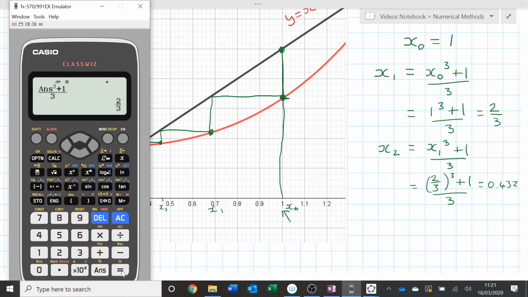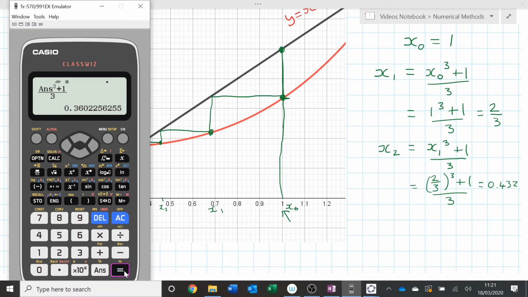I do. Now, if I just click the equals button again, it should take the answer, which is 2/3, put it back in, and get the next one out. So I should get 0.432. Well, I get the fraction, which is 0.432. That's my x2 value. So I can now just press equals again, and I'm going to get x3.